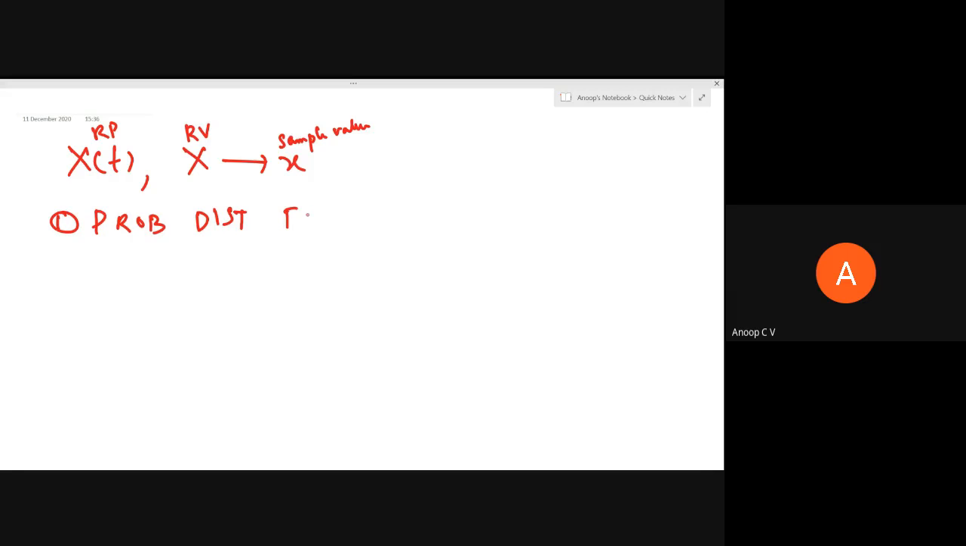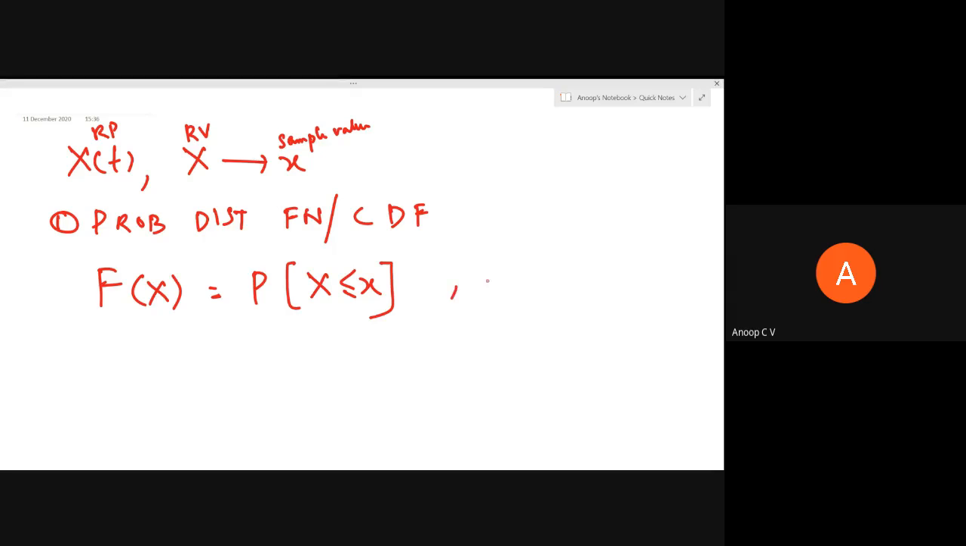Now in this case, you should know what a probability distribution function is, or cumulative distribution function. The probability distribution function is also called the cumulative distribution function. Does anyone know what that is? Normally we represent it as capital F of x. This is the probability that a random variable X takes a value less than or equal to small x. So this is called the probability distribution function or cumulative distribution function.